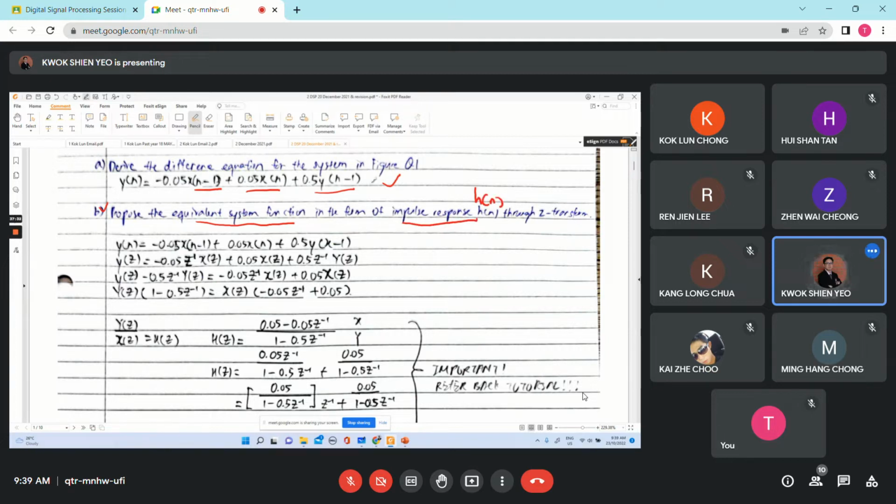So meaning that this difference equation, you can do the Z transform first. Okay, so make them into Z transforms. Then after that, inverse Z transform to get your hn.